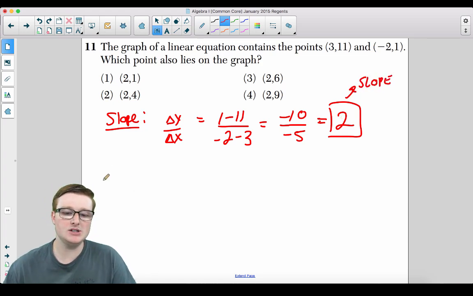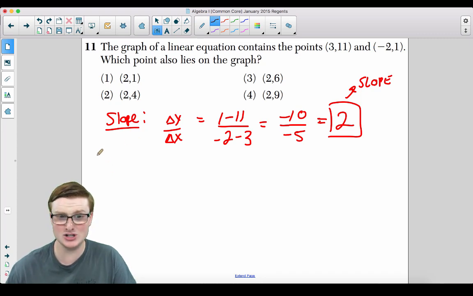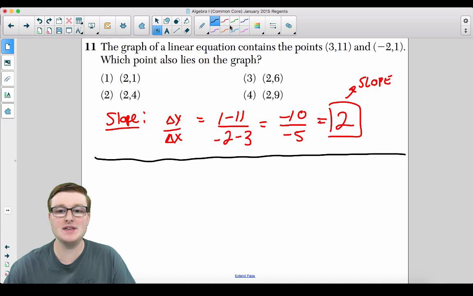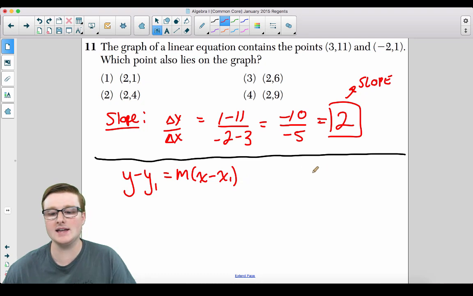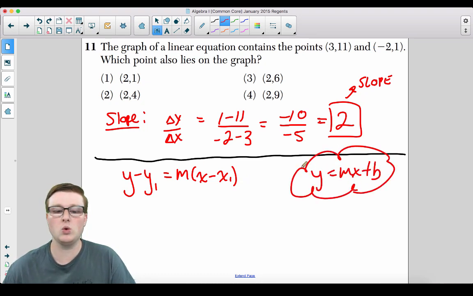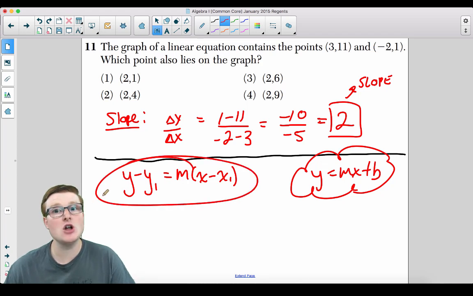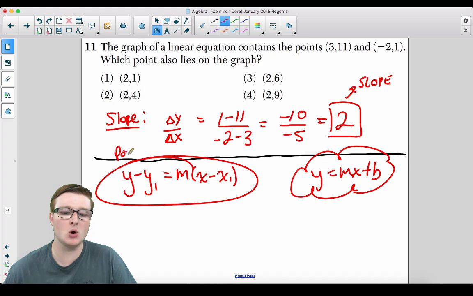Okay? Now what we need to do is plug it into a formula that you may not have learned yet. This formula that I'm about to show you right now, it's really taught in geometry, but it would be so beneficial if you know it now. You know that a line is written as y is equal to mx plus b, right? So what is this thing right here? It's another way to write the equation of a line. This, ladies and gentlemen, is called point-slope form.